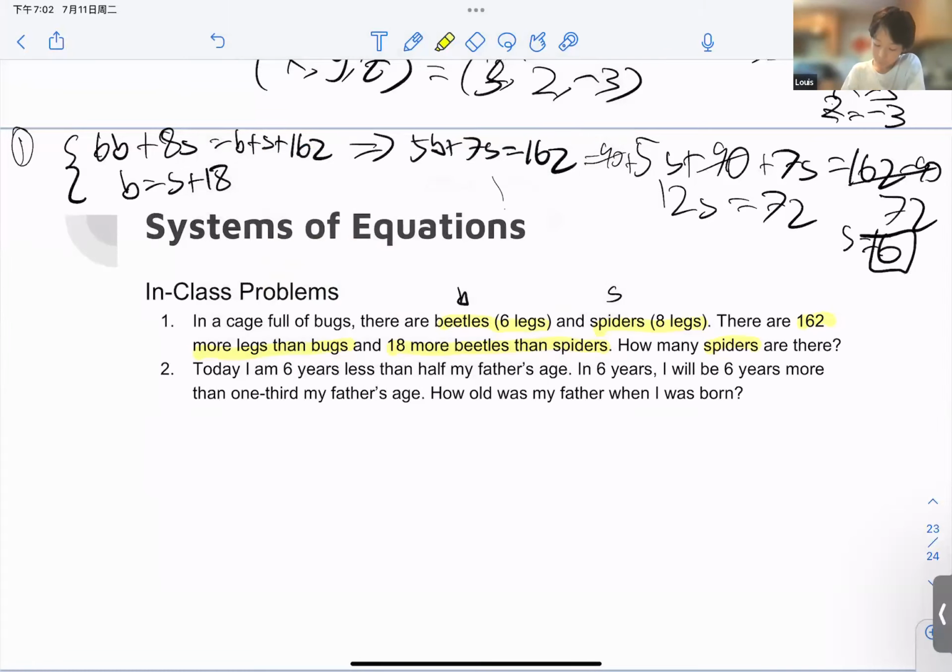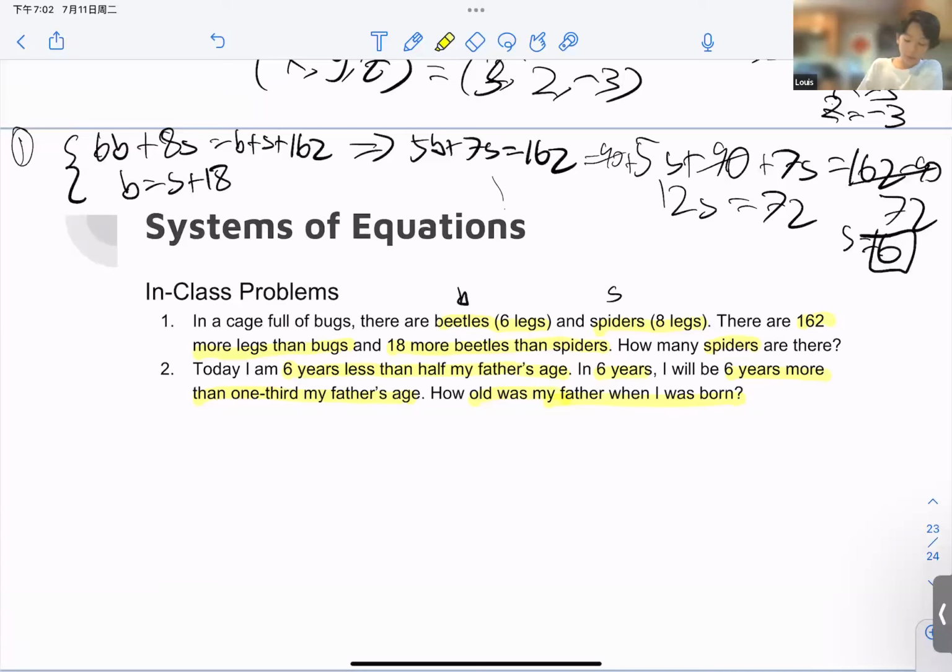So, for the second problem, today I am 6 years less than half my father's age. In 6 years, I will be 6 years more than 1/3 of my father's age. How old was my father when I was born?